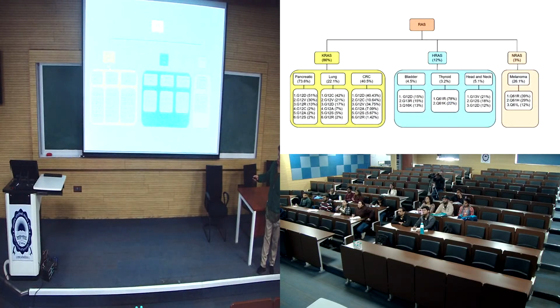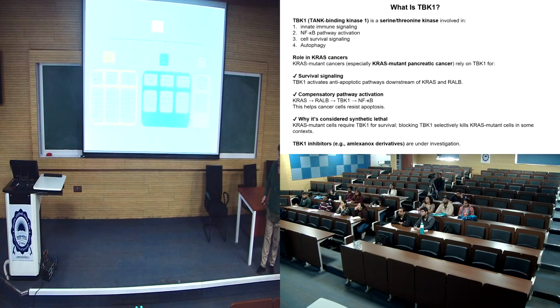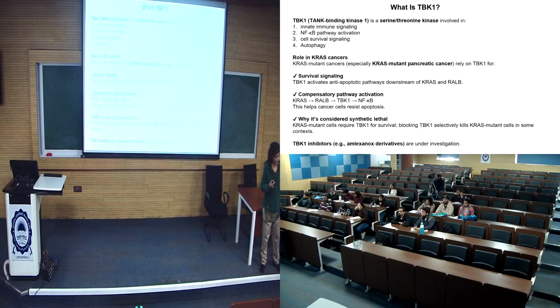And I showed you this yesterday. Look at the high percentage of KRAS mutants, right? Pancreatic cancer is an extremely aggressive cancer, and 73% of pancreatic cancers have these mutations. So this TBK1 is a serine threonine kinase. Remember I told you there are three kinds of kinase: serine threonine, tyrosine, and dual kinases, which can phosphorylate both tyrosine and serine threonine. So TBK1, for our purposes, just remember, it is involved in cell survival signaling.